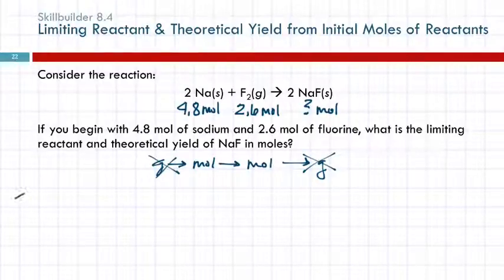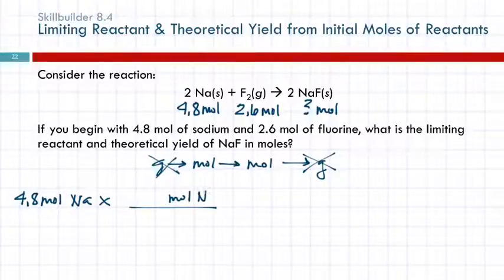Okay, I like to do the first one first and the second one second. 4.8 moles of sodium, and I want moles of sodium fluoride. So then I put moles of sodium in the denominator. And where do the numbers come from? Coefficients in the balanced chemical equation. There's a 2 in front of sodium, so I'm going to write 2 in front of sodium. There is a 2 in front of NaF, and so I'm going to write a 2 in front of NaF.